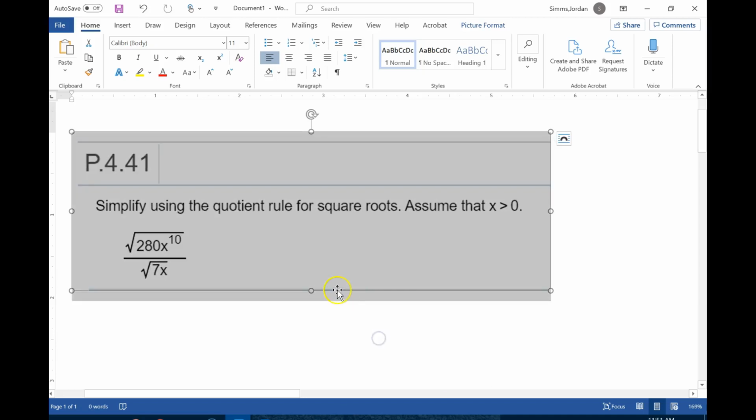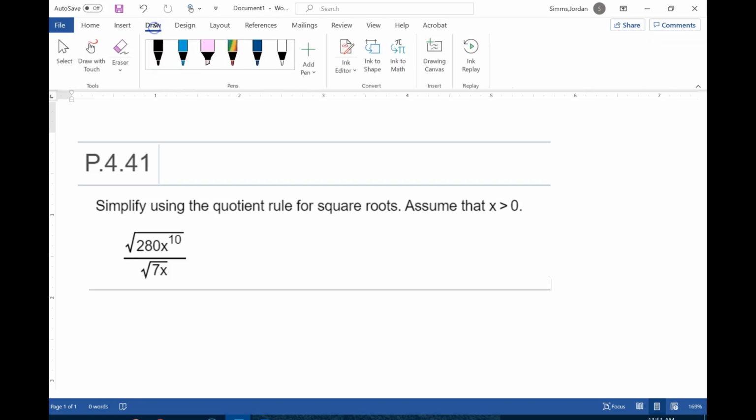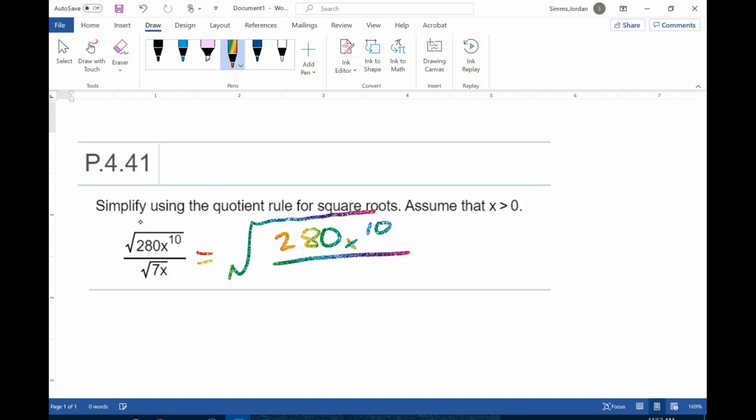Here we're going to use the quotient rule, assuming that x cannot equal 0, because if it was, then this whole thing would go to 0, and that's not really what we're after here. So, rainbow pen time. First thing we're going to do, and this is kind of a seemingly unhelpful thing, but because we have a fraction where the numerator and denominator are both square roots, I can rewrite it like this. I could say this whole thing is like one big square root of the fraction 280x to the 10 over 7x.